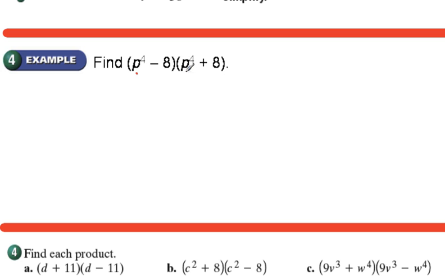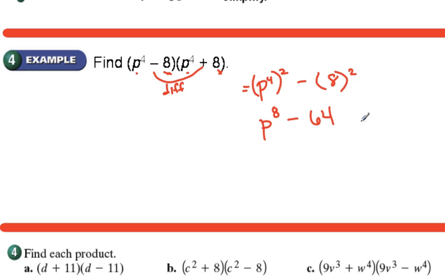So these are the same, these are the same, but these are different. So that's a difference of squares. So this is going to be p to the 4th squared minus 8 squared. You take your first term, square it, the last term, and you square it. P to the 4th squared, remember when you have a power to a power, you multiply. So this would be p to the 8th minus 8 squared is 64. That is all you have to do. All right, let's do one more before we go on to the next example.